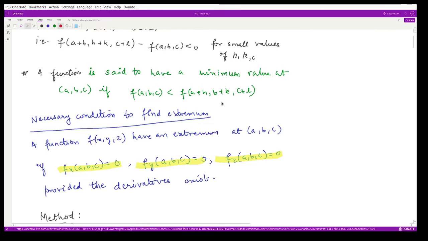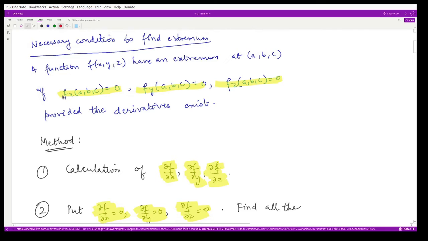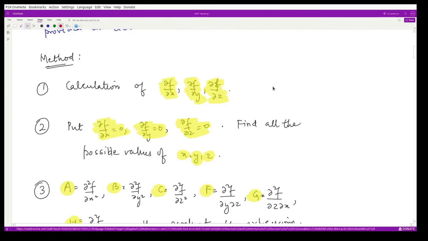In the previous video we saw the necessary condition to find the extremum. The necessary condition states that the first partial derivatives with respect to x, with respect to y and with respect to z of the function f(x, y, z) at that particular point (a, b, c) should be equal to 0. And we have also discussed the method corresponding to that. The method says that firstly you will compute all these three partial derivatives of f with respect to x, y and z, and then you will set them equal to 0.